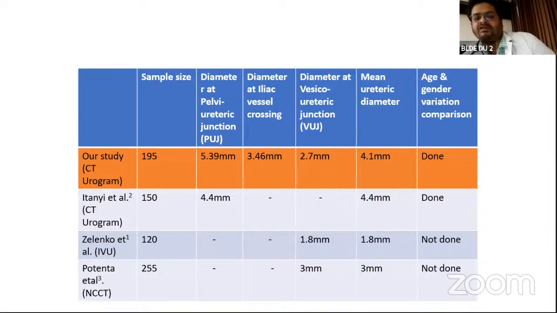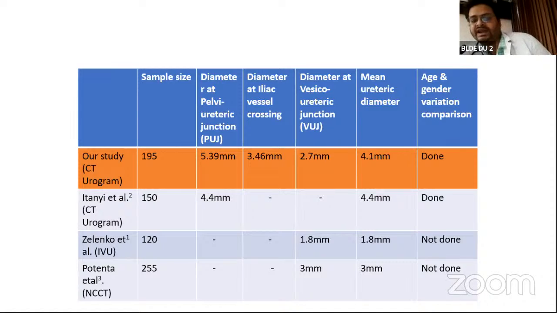This is a comparison of our study with the 3 other studies that are present in literature. Our study, I would suggest, is superior to the remaining 3 studies because none of the studies have measured ureteric diameter at all the 3 known constriction points, which we have done. We have a substantial sample size, and our study is CT urogram based.